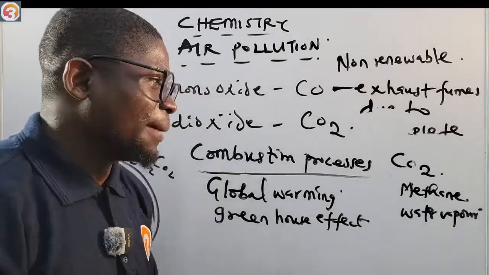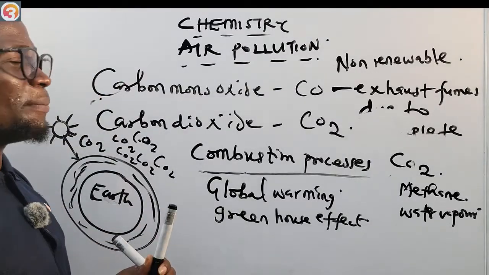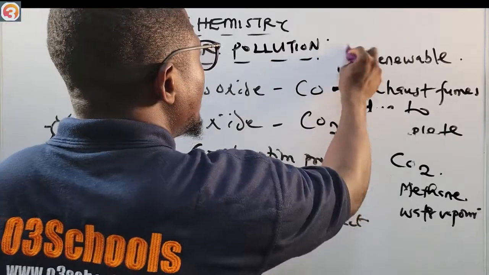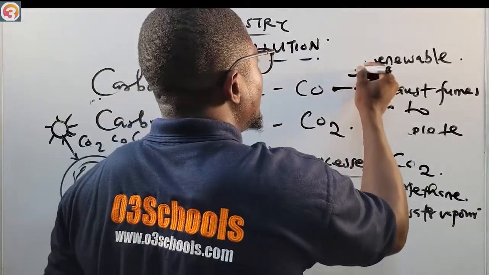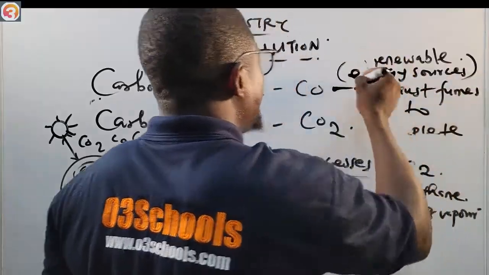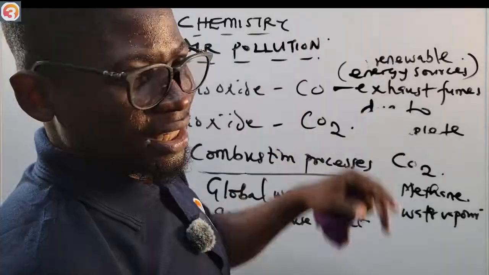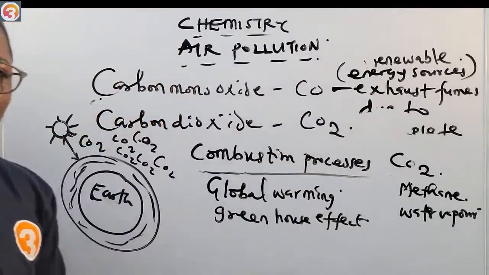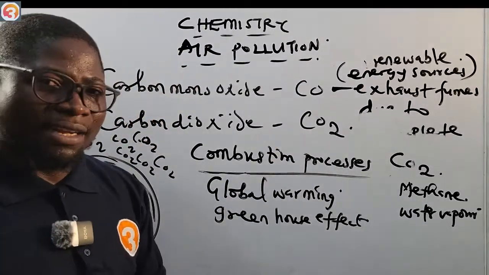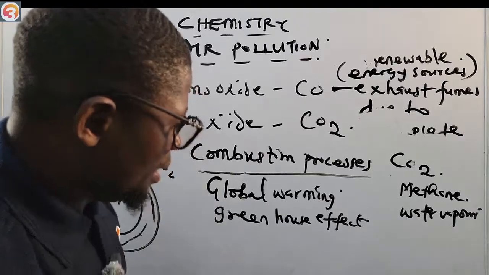So how do we prevent all this global warming? We can prevent it by using renewable energy sources, and by driving electric cars, like the Tesla.